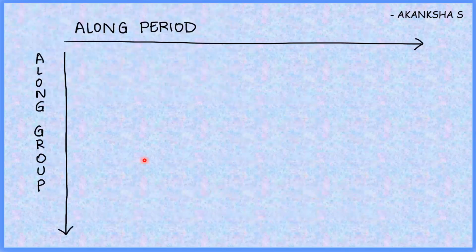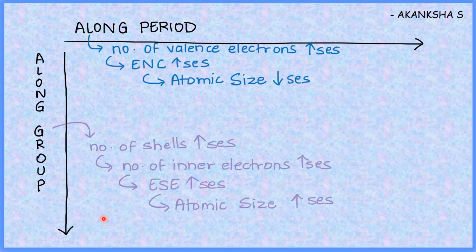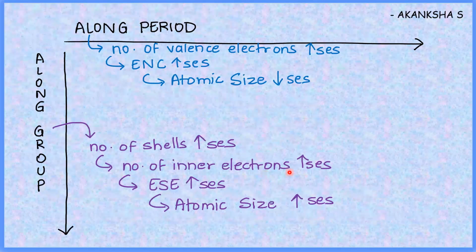Okay, let's see over here. Along a period, the number of valence electrons increases, ENC increases, atomic size decreases. Along a group, the number of shells increases; the number of valence electrons is not being considered over here, only shells. So the number of inner electrons increases and that increases the shielding effect. So how can we balance this out?